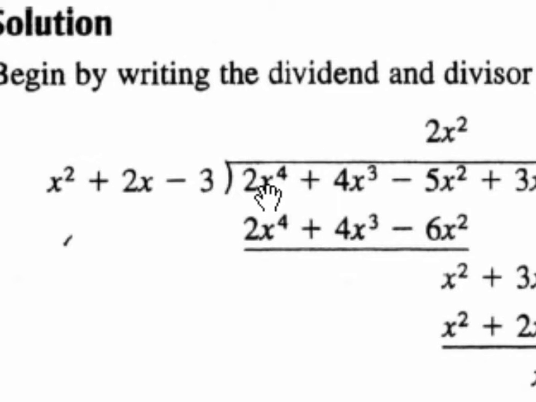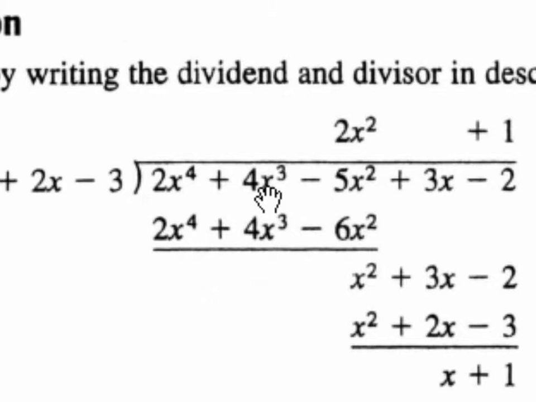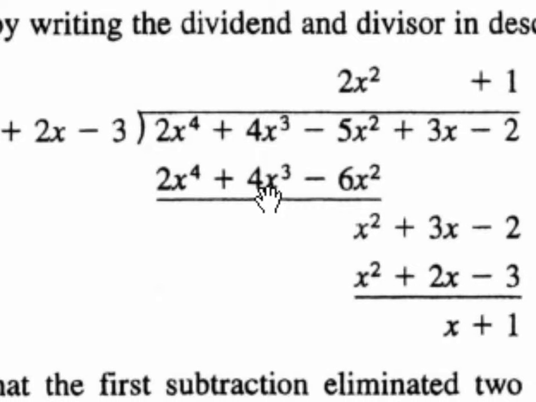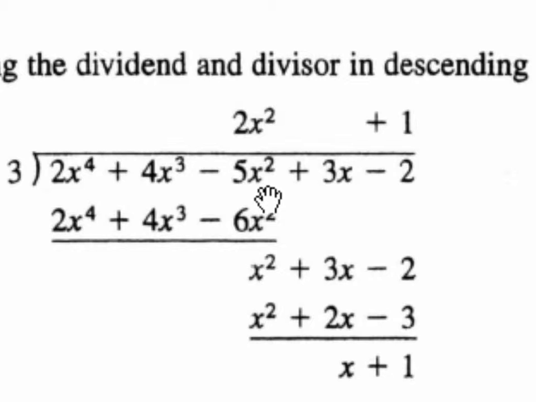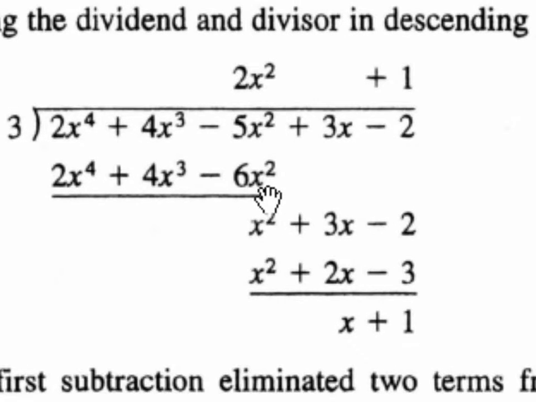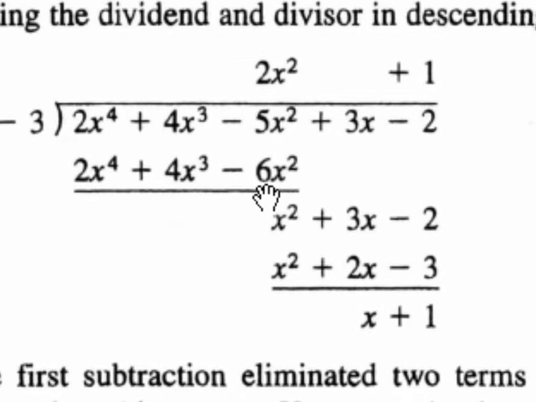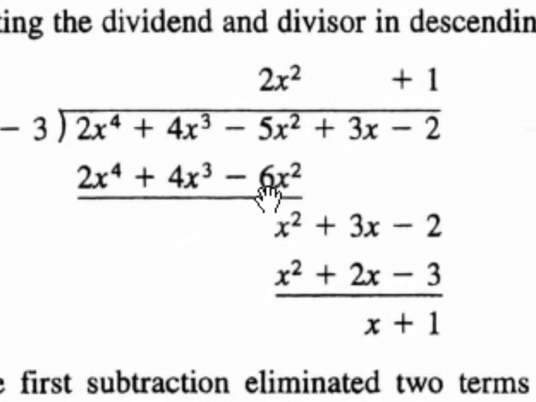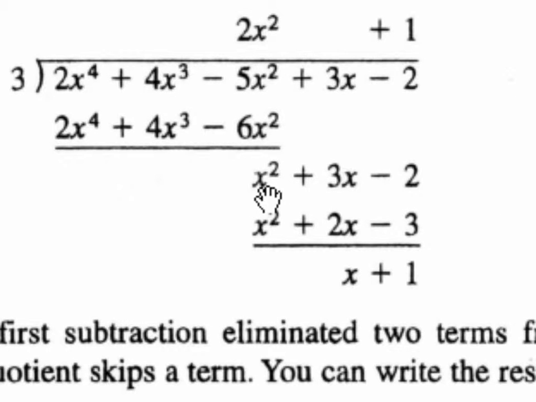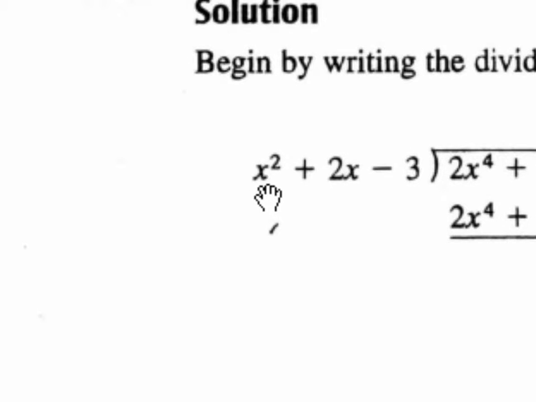Okay, so 2x to the 4th minus 2x to the 4th is 0, gone. 4x cubed minus 4x cubed is 0, gone. But what is negative 5x squared minus negative 6x squared? Positive 1x squared. Does that make sense? Remember, you're subtracting this from this, and this is a double negative now. So it's a 1x squared. Now, is the power here the same as the power here? Yes, so we can still proceed.